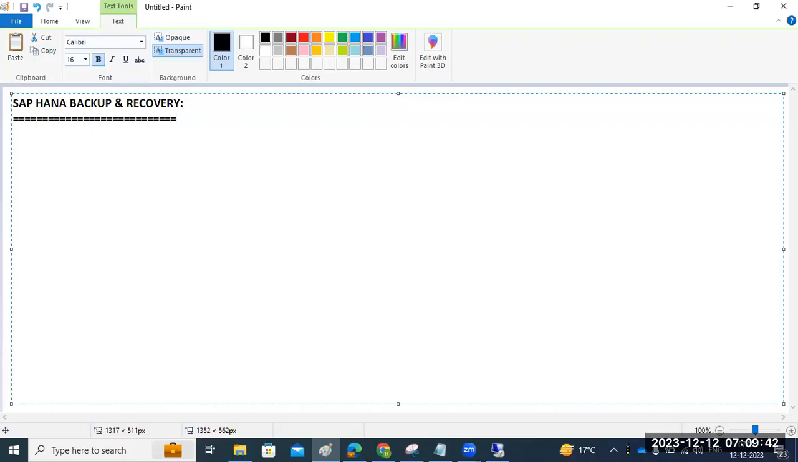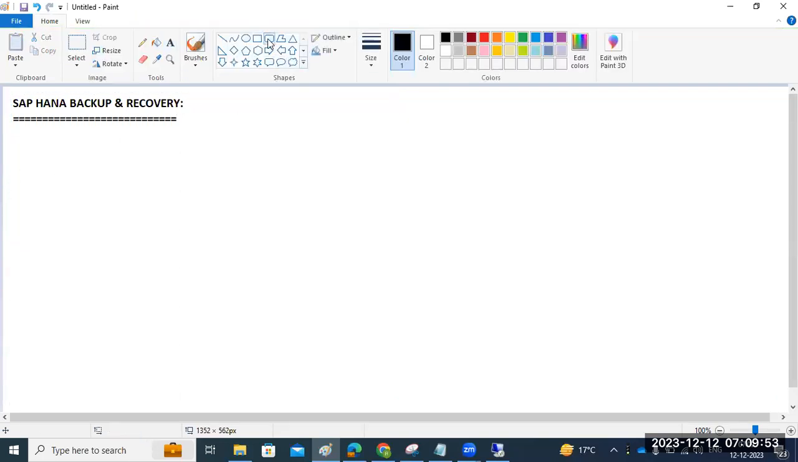So, HANA backup and recovery. Why is backup required for the HANA databases? Why is it required? All the application data is stored at the database level, whether transactional data or analytical data.